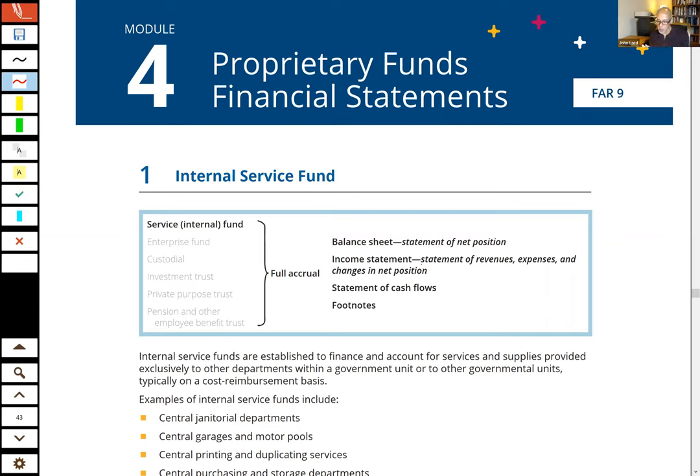But we need to spend a little bit of time here now making sure that we understand more the nature of the activity that's going to happen in our proprietary funds and then our fiduciary funds. So let's go ahead and start to jump into that, starting with our proprietary funds, starting with our internal service funds. So remember, we have two proprietary funds. We have the internal service fund, the enterprise fund. We're going to start with the internal service fund here.